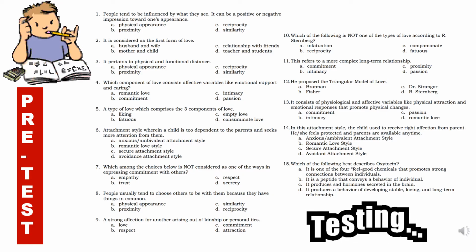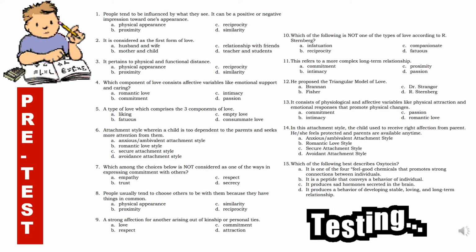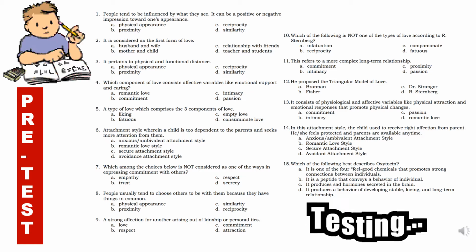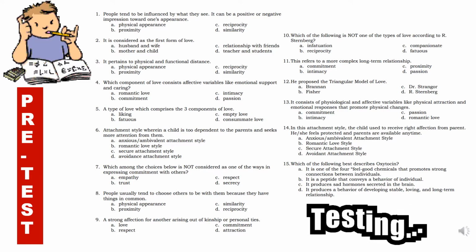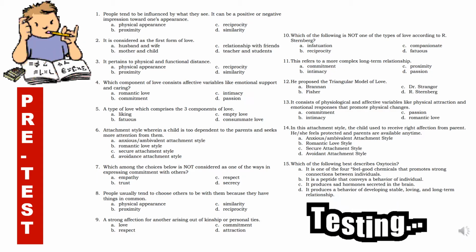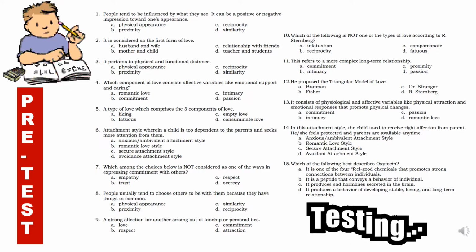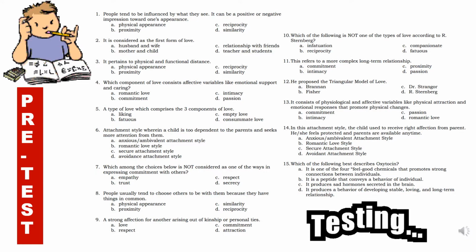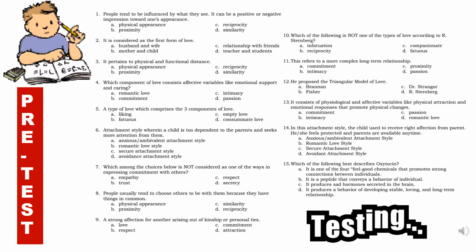2. It is considered as the first form of love. A. Husband and wife. B. Mother and child. C. Relationship with friends. D. Teacher and students. 3. It pertains to physical and functional distance. A. Physical appearance. B. Proximity. C. Reciprocity. D. Similarity.